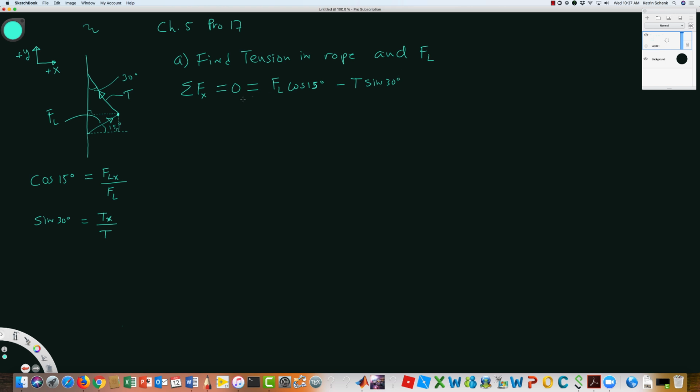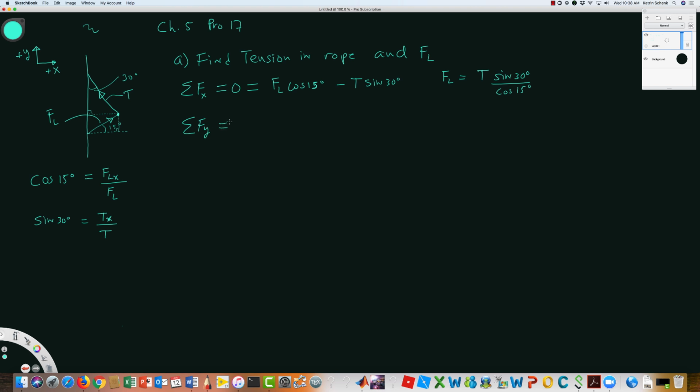So that's all equal to 0. That tells me what FL is. How about I solve for FL? So FL is equal to T sine of 30 degrees over cosine of 15 degrees. That's what FL is. All right, let's continue, because we don't have enough equations here to solve for both T and FL. So I need another one, so we'll do the sum of the forces in the y direction, which must also be 0, because there's no acceleration in the y direction either.